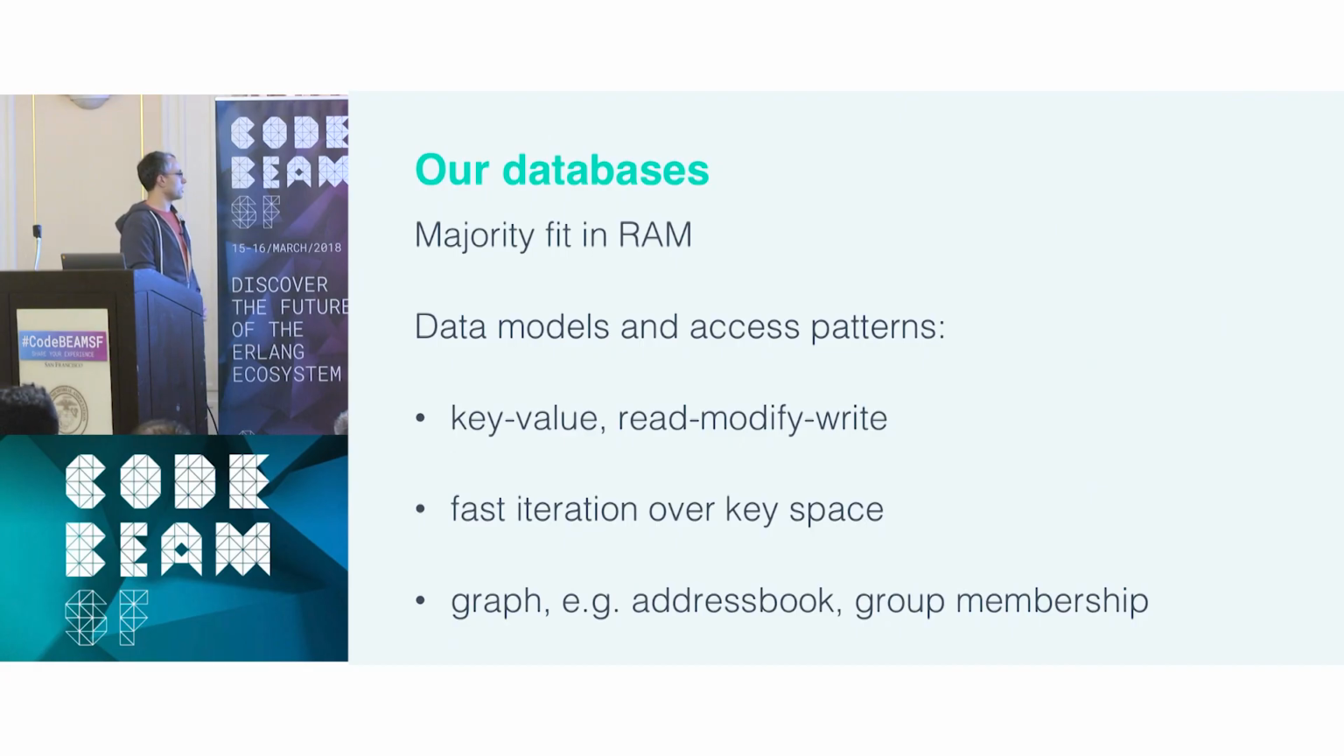We also rely heavily on fast iteration over key space. And the fact that we run code right next to data helps a lot with dealing with things like that. We also have a couple of graph databases, such as address book or group membership. And these are also modeled on top of key value, but they're a lot harder to get right because they have distributed indices and all of the associated consistency problems.